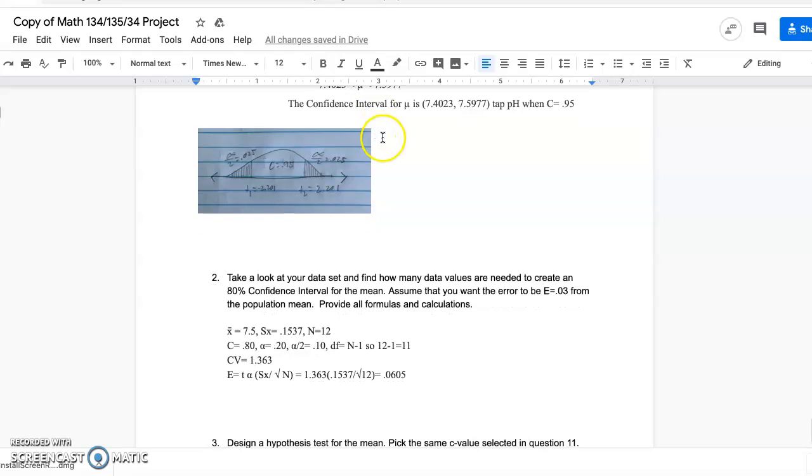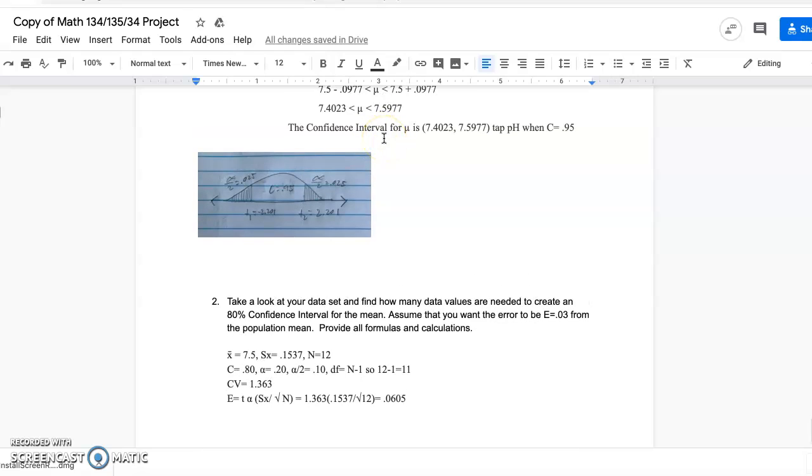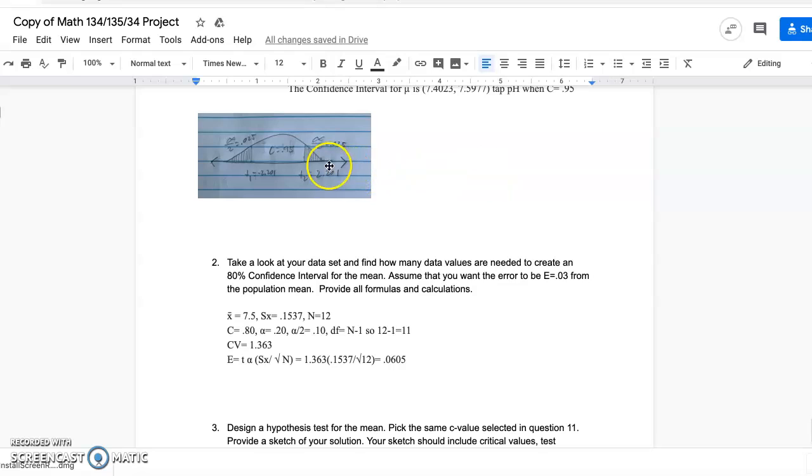And then we came to the conclusion that the confidence interval for mu is 7.4023 and 7.5977 tap pH when C equals 0.95. And here we have our sketch. We have C equals 0.95 in the middle, the alpha divided by 2 on the left side and right side of 0.025, and then our critical value of 2.201.